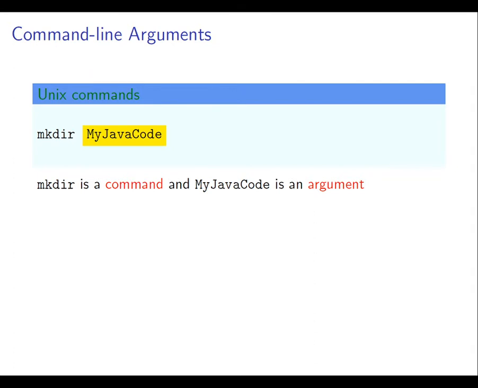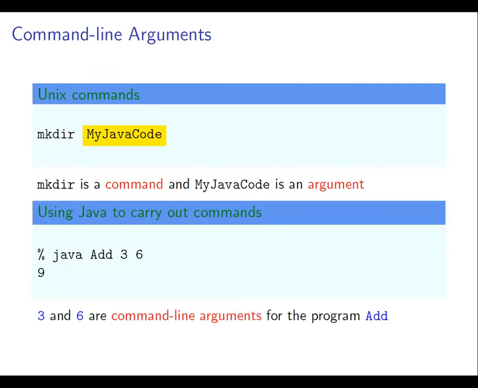Here's another example. This one happens to be a Unix command. mkdir myJavaCode instructs the operating system to please create a new directory and name it myJavaCode. And here the terminology is that mkdir is a command and myJavaCode is an argument. Of course, we don't want to be limited to just the commands that are built into our operating systems. We would like to be able to write our own Java programs in due course and give them arguments on the command line as well. And we can do that exactly similarly.